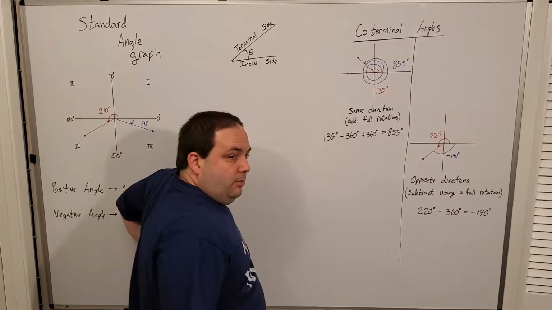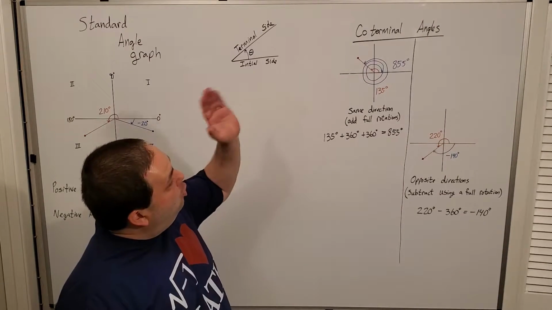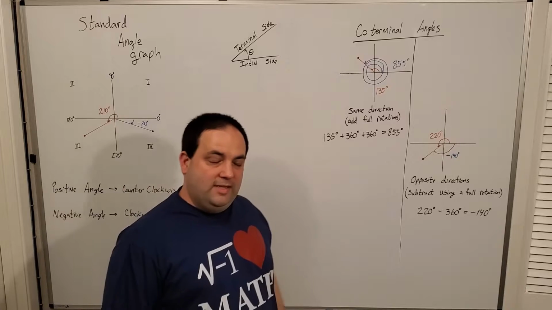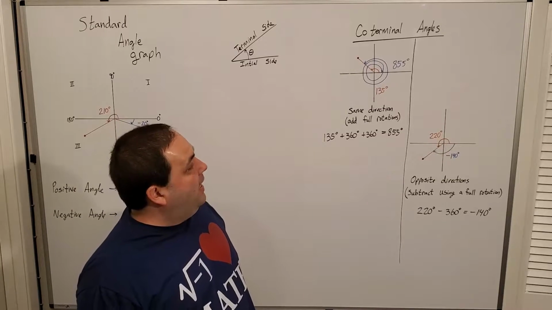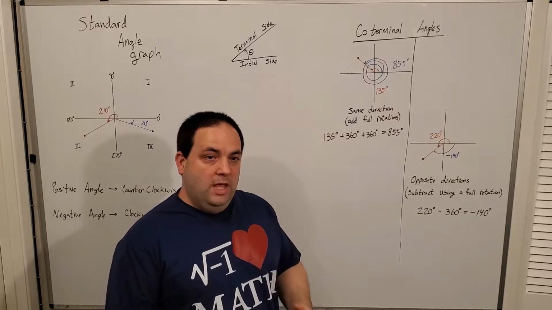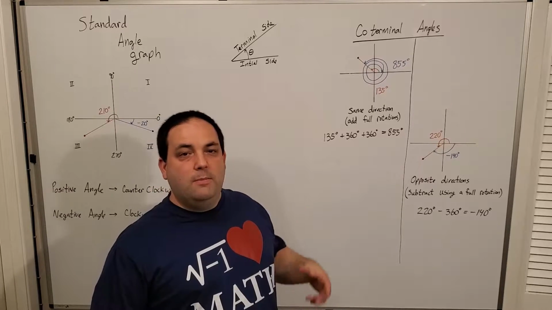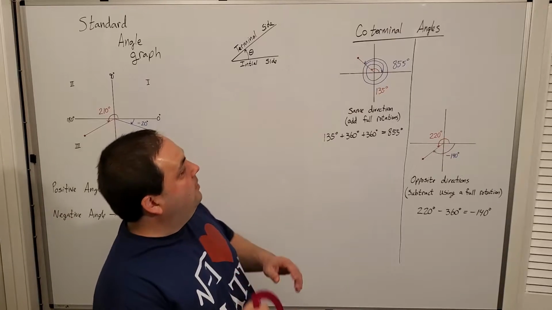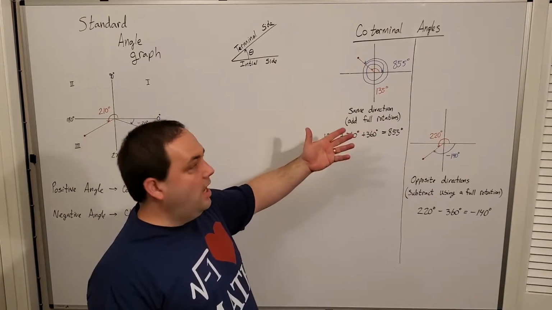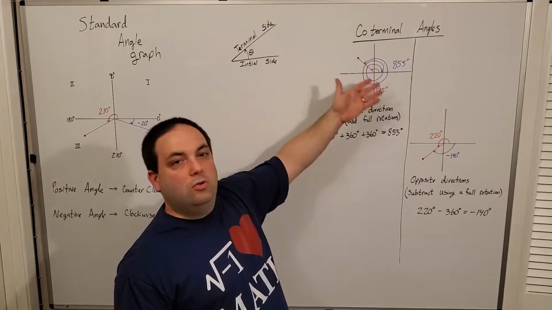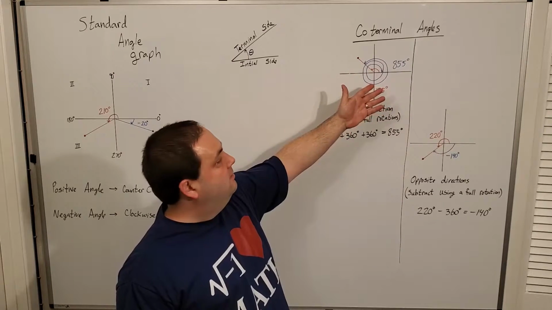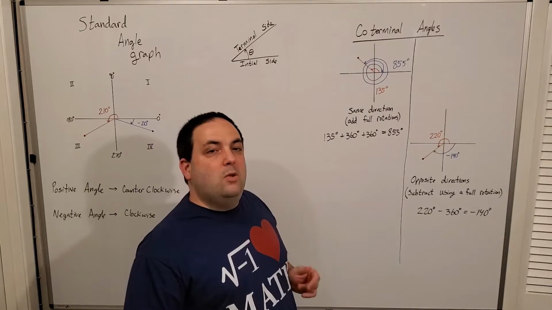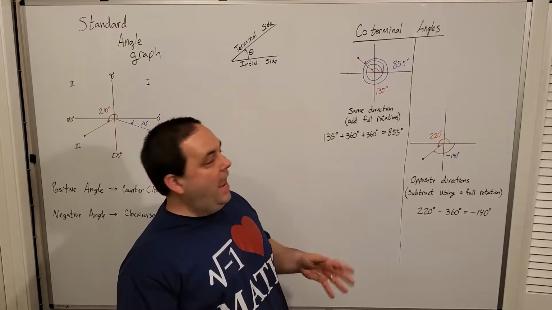It is possible to have what we call coterminal angles. Basically, the idea is two angles in standard position that terminate on the same line. They have the same terminal side. Of course, they're going to have the same initial side because if they're standard angles, they're all going to start on that positive x-axis. So there's really two main ways for these coterminal angles to happen.